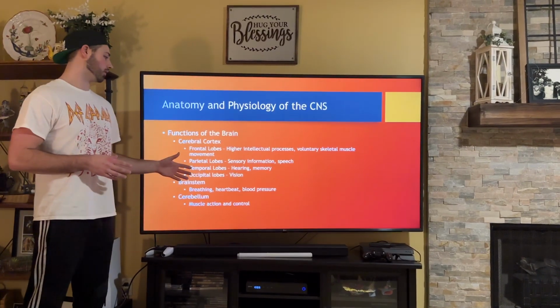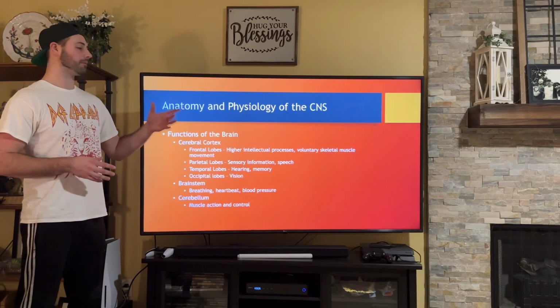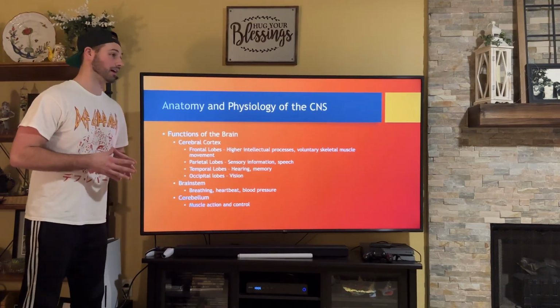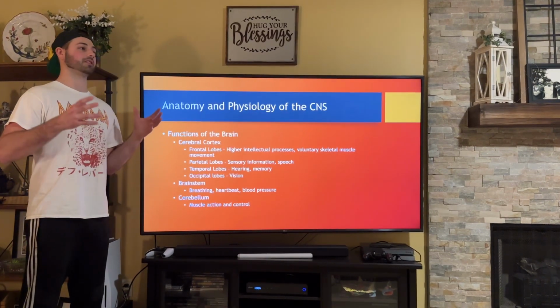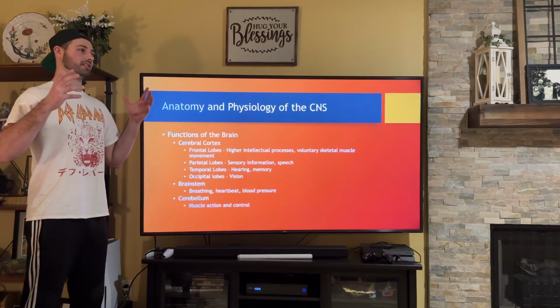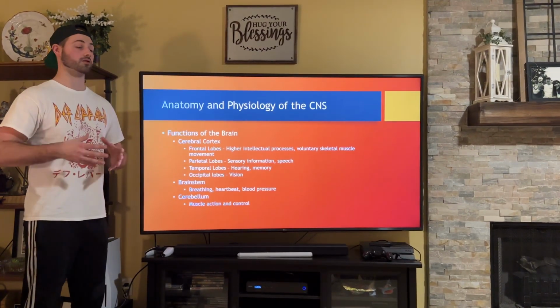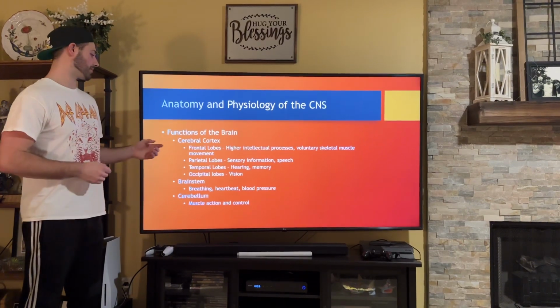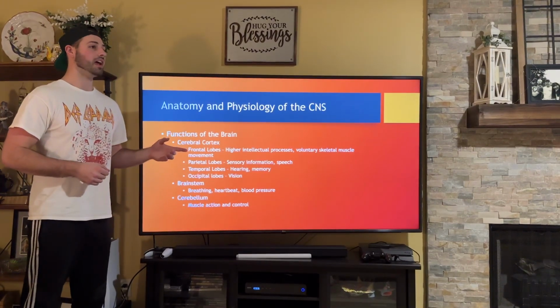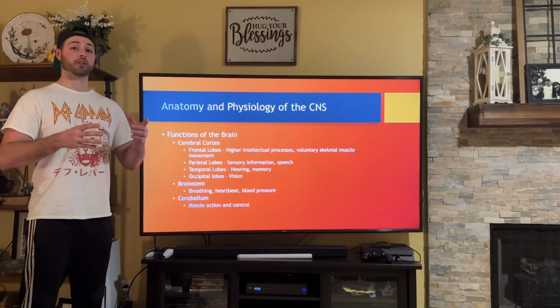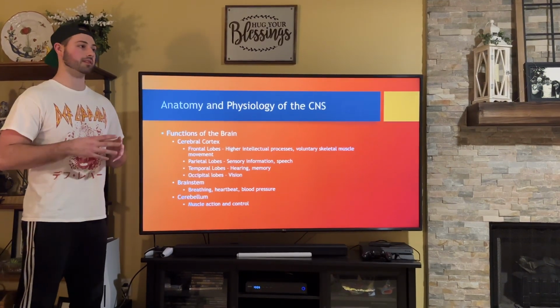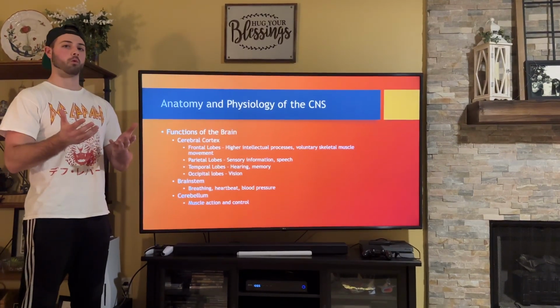Now, the temporal lobes deal with hearing and memory, and they will often combine a series of complex sensory information to remember sensory experiences, such as watching a movie. Now, the occipital lobes deal with our vision, and they often combine our vision with other sensory experiences to create the picture of how we view the world.